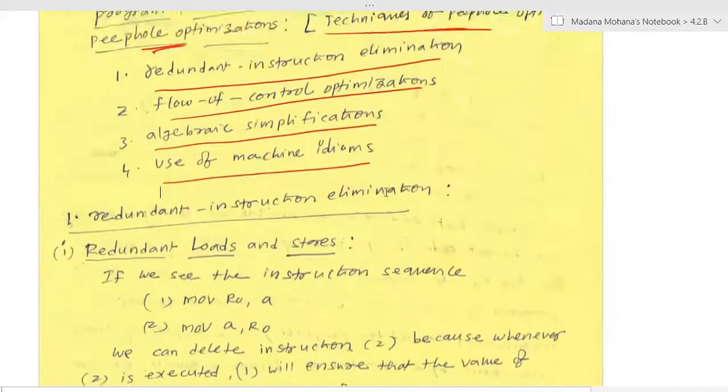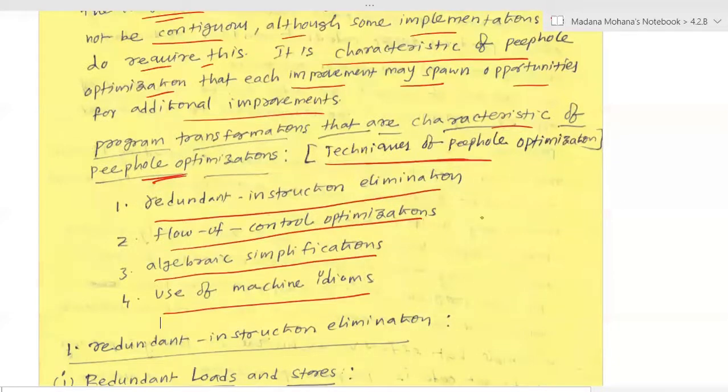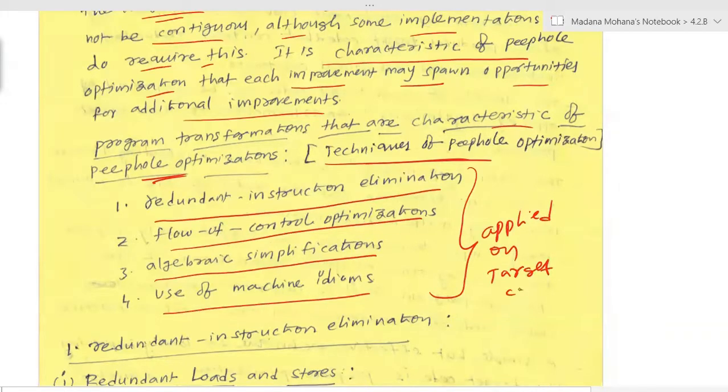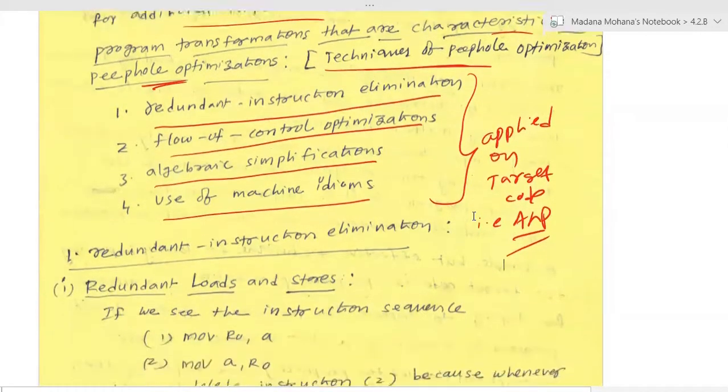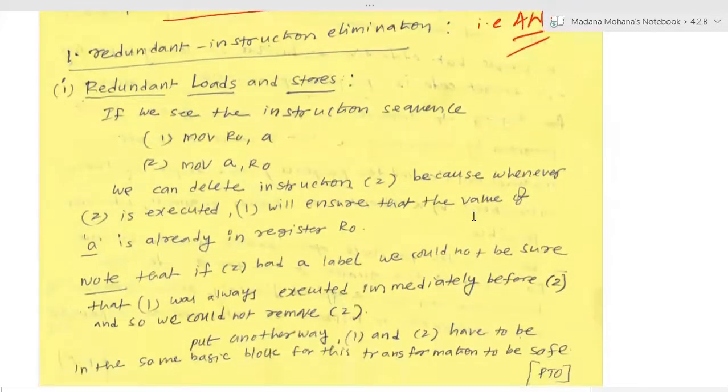All this we are applying on target code, not on three address code, remember. What is the target code? Assembly language program, not three address code. Previous transformations we applied on basic blocks consisting of three address code. So in redundant instruction elimination, if any instruction in our target code is repeated more than once or gives the same value in more than two cases, you can identify and remove it.